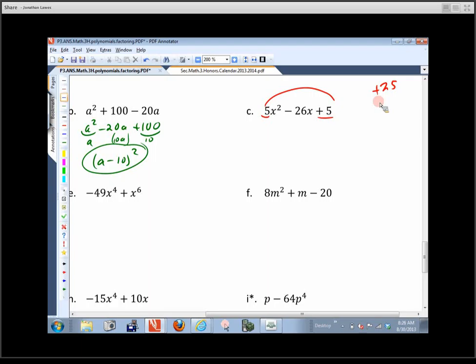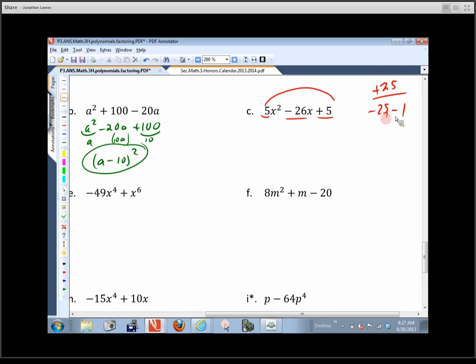Now what I'm looking for is two numbers that multiply to be positive 25 and combine to be this number right here. So we need numbers that multiply to be positive 25 and combine to be negative 26. Multiply to be positive 25, combine to be negative 26. Jordan, what have you got? Negative 25 and -1. Very good.